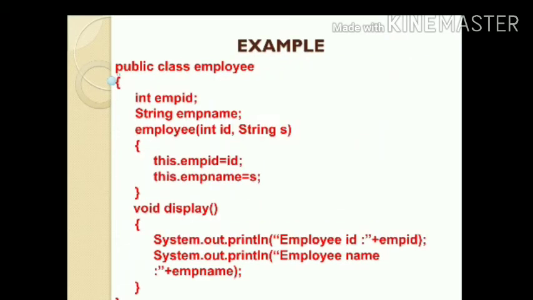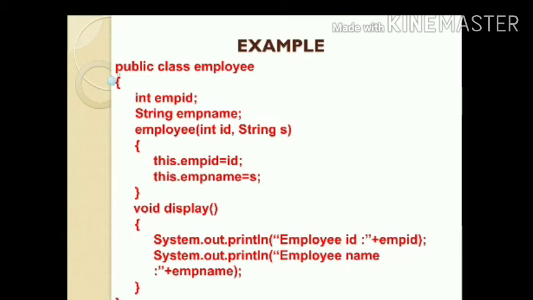See the example. Employee is the class name. In the employee class, employee ID is declared as integer data type. Employee name is declared as string data type. Again, employee constructor is created with two parameters, ID and S, that is employee ID and employee name. The employee ID value is received and stored in the EMP ID. The employee name is received and stored in the EMP name.